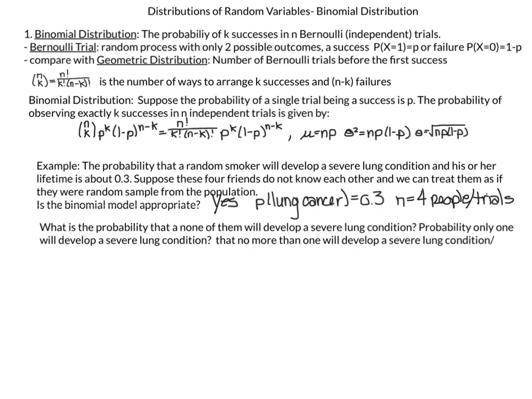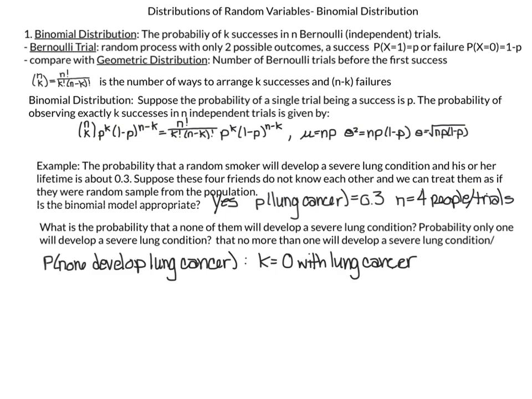So the next question, what is the probability that none of them will develop a severe lung condition? What's the probability only one will develop a severe lung condition? And what's the probability that no more than one will develop a severe lung condition? We will start with the probability that none of them develop lung cancer. That is k equals 0.